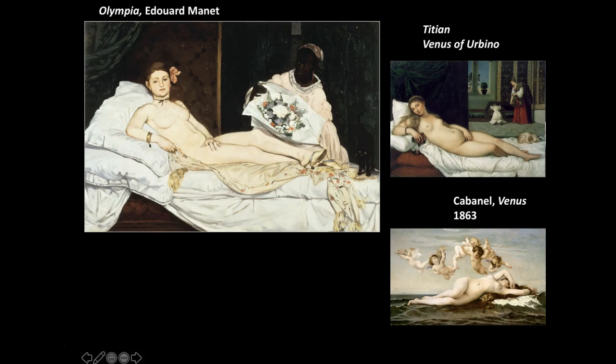So how does he break the rules of the subject matter? Remember that Olympia is a flat out name of a prostitute, whereas the nude in Titian is acceptable because he named it Venus, or goddess, and Manet's not playing with that. He's just going straight out saying that, nope, this is a prostitute piece. So let's see.